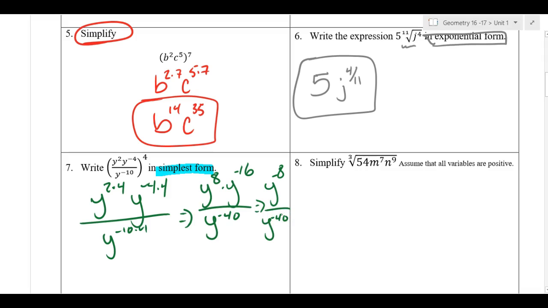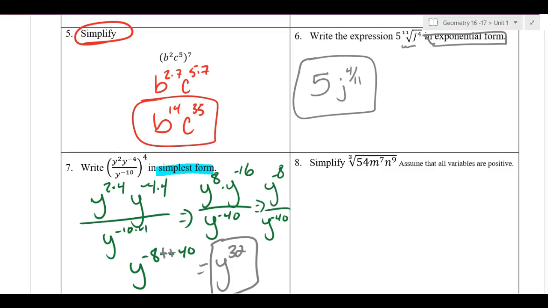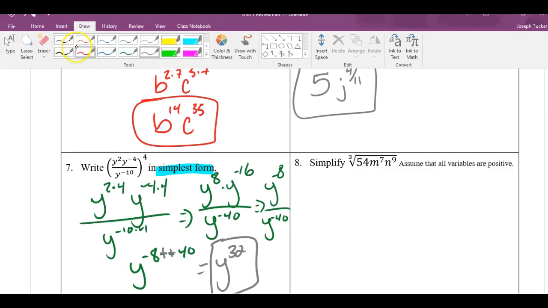Now, when I'm dividing like bases, like I am here with the y to the negative 8 over the y to the negative 40, what I am going to do is subtract the exponents. But what occurs when I subtract is that now I have this double negative, which turns to plus. So really, I have negative 8 plus 40, or y to the 32nd. This is our simplest form. It cannot get any lower. There are no negatives.